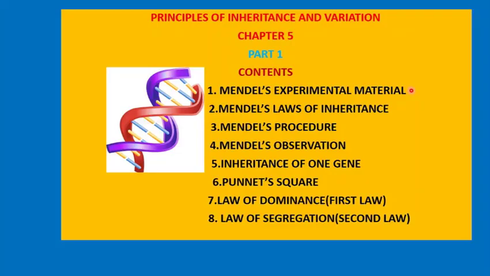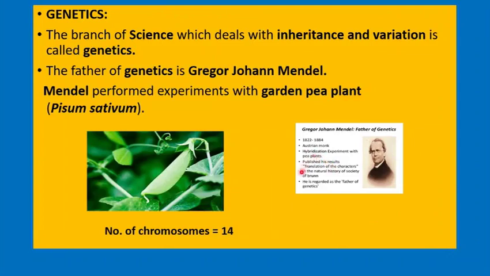So children, today we had discussed Mendel's experimental material, Mendel's law of inheritance, Mendel's procedure, Mendel's observation, inheritance of one gene, Punnett square, law of dominance and law of segregation. Now the first one: the branch of science which deals with inheritance and variation is called genetics. The father of genetics is Gregor John Mendel.